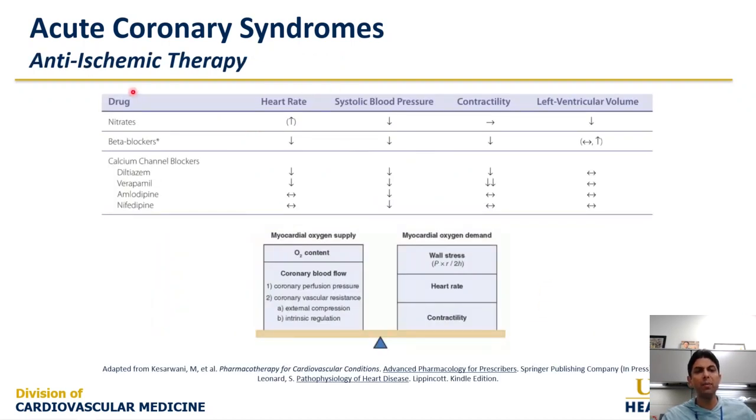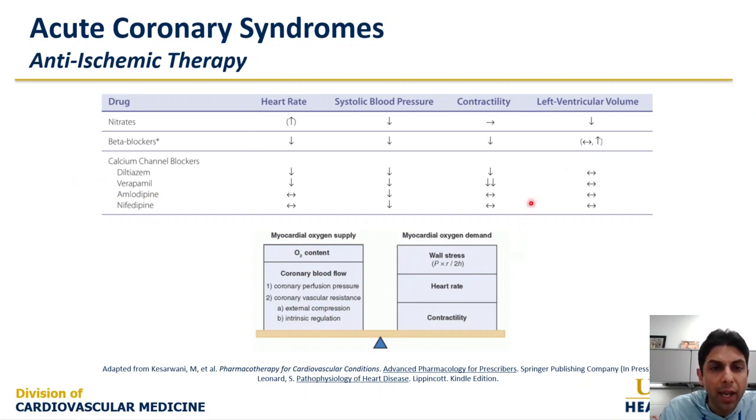So in terms of anti-ischemic therapy, you know this already. You know that organic nitrates, such as sublingual nitroglycerin, are very important in terms of the supply-demand equation. Beta blockers, also calcium channel blockers, we talked about in terms of unstable angina TBL, the value of diltiazem, verapamil, amlodipine, and even nifedipine.